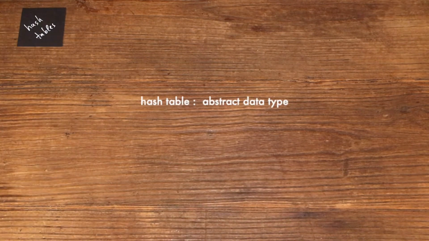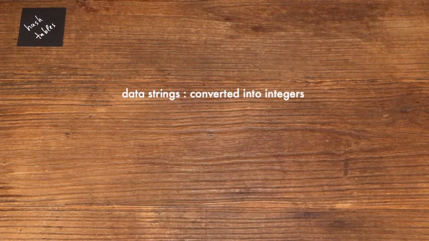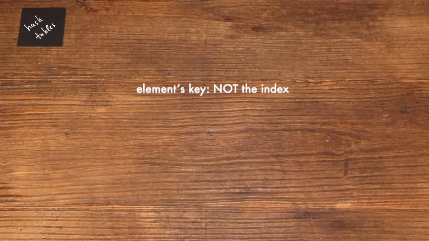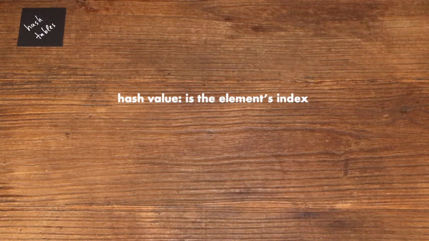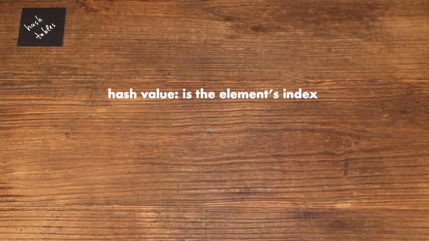Today's topic: hash table. A hash table is an abstract data type that maps keys to values in an associative array. This mapping happens via a math function that converts a data string into an integer. Each element in the resulting array has an index, but importantly, the key which uniquely identifies the data object before hashing is not the index. The index is the hash value, which is calculated from the key by the hash function.